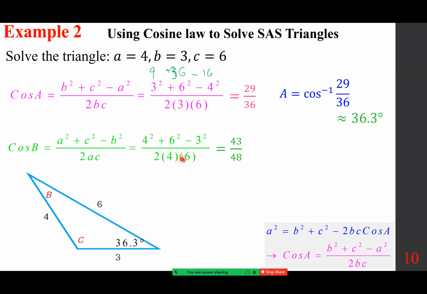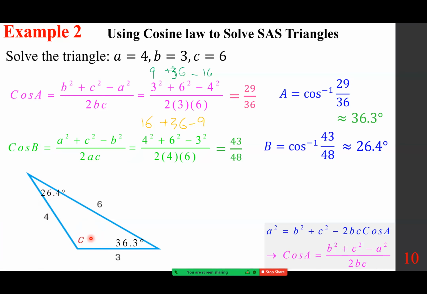43 over 48. This is obviously 16 plus 36 minus 9. 2 times 4 times 6, 48. So B is cosine inverse of this. Using a calculator, we get 26.4 degrees. That would be B. So B is 26.4 degrees.